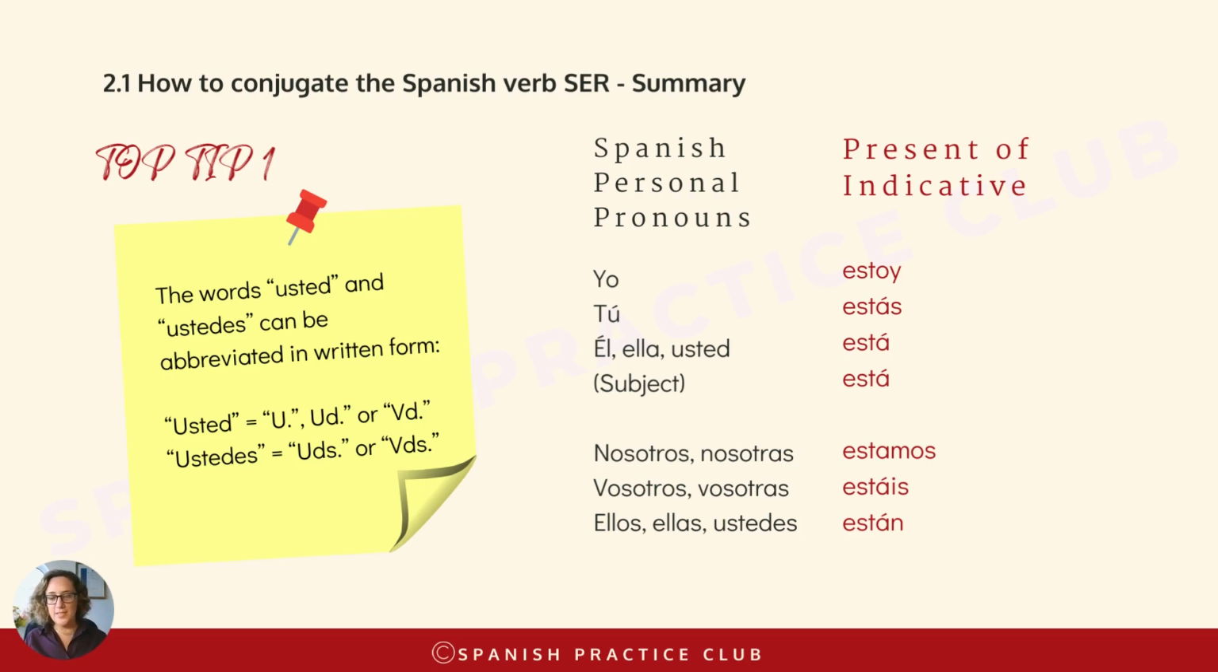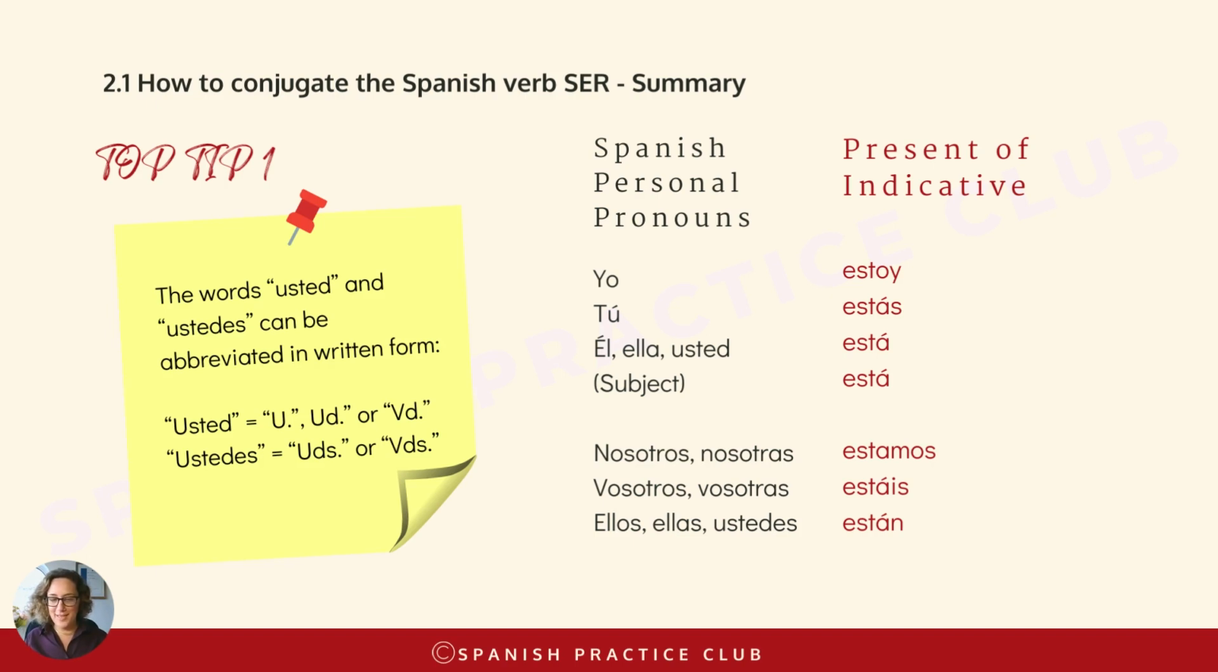In this case, on this slide, I would like to remind you that the words usted and ustedes, in the written form, you may come across them with the abbreviation for each of them. So usted, you can see a capital U or a capital U with a D and a dot, or a capital V and a D and a dot. So that will be the abbreviation for usted, any of them, and the word ustedes, UDS or VDS. Obviously, in the spoken form, we just say usted and ustedes.